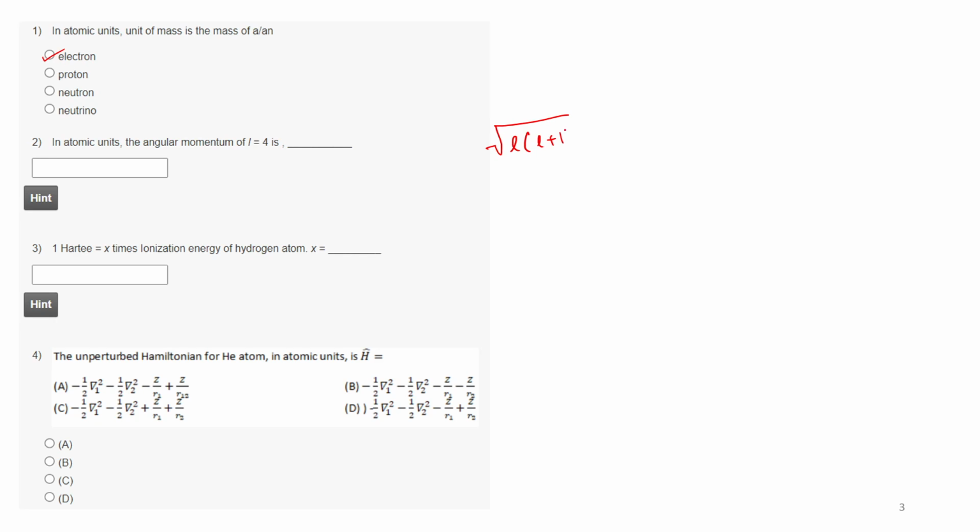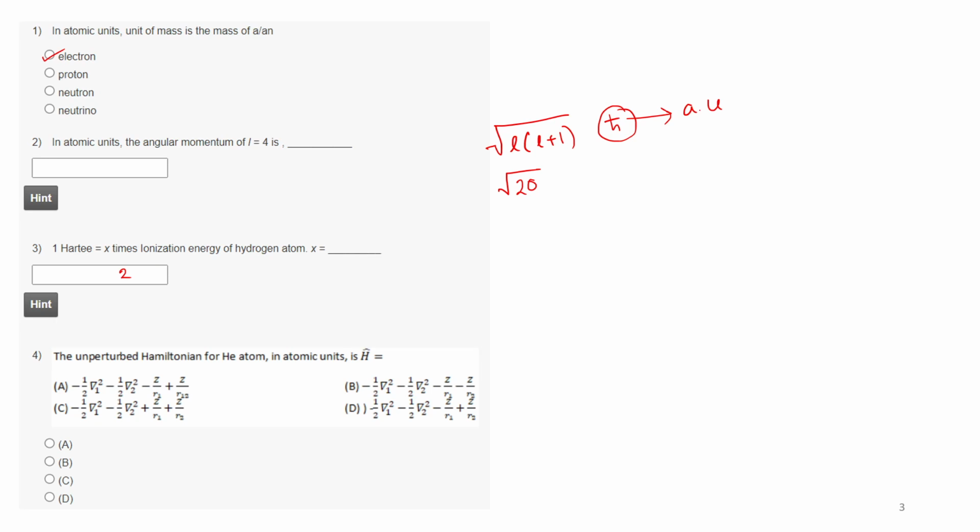Yes, L into L plus 1. And in atomic units, we don't have to think about this. The unit of momentum in atomic units is h cross, right? Okay, so you can solve it. I think it comes as root 20. I don't remember the exact value, but it is 4 point something because it will be between 4 and 5. And this is given, I think: 130 is two times, right? Yes, two times.